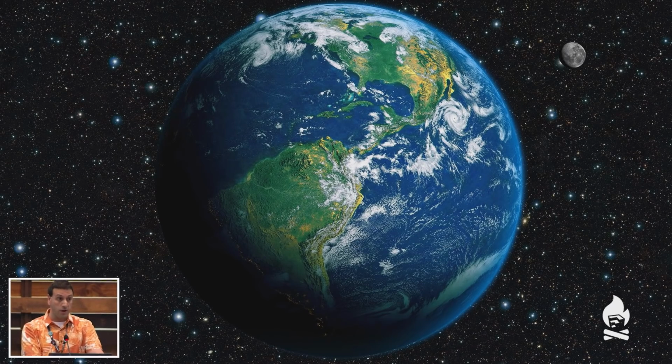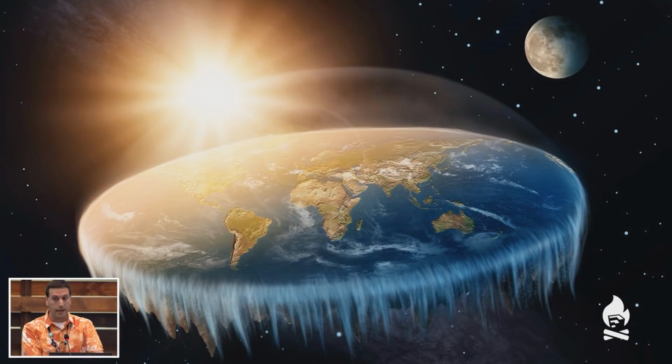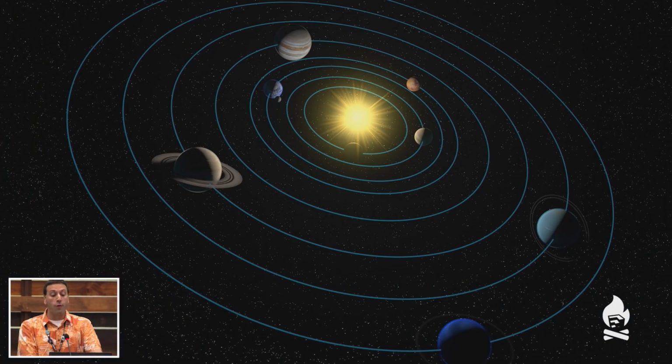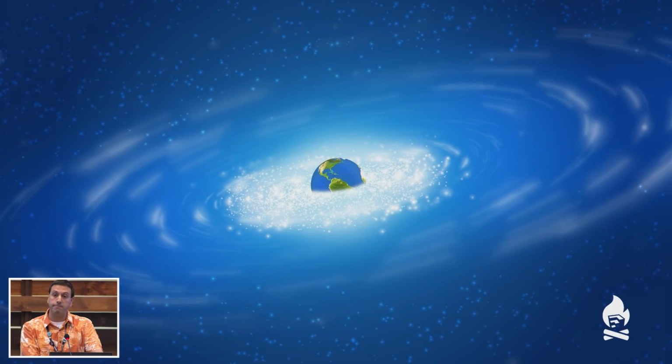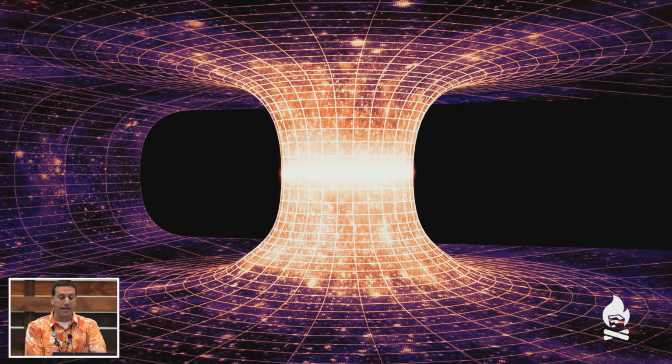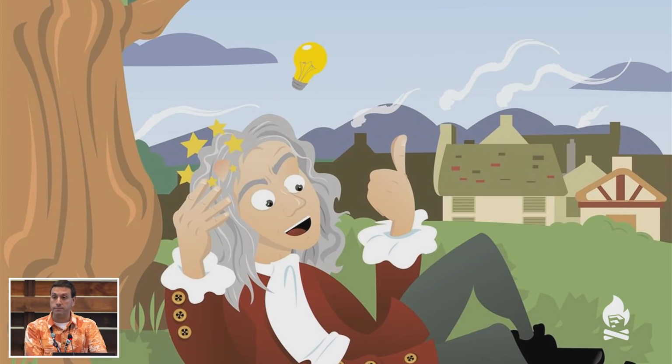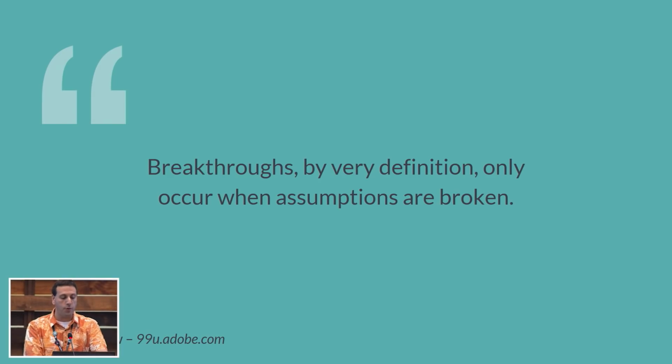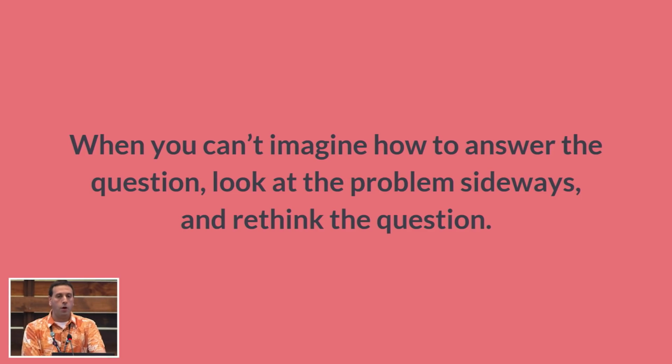Before the Earth was a sphere, it was flat. I guess some people still think it's flat, but let's go over that. Before it revolved around the sun, the universe revolved around it, right? And before we had Einstein's relativity, we only had Newton's gravity. As Shane Snow said on Adobe.com, breakthroughs, by their very definition, only occur when assumptions are broken. When you can't imagine how to answer the question, look at the problem sideways and rethink the question.